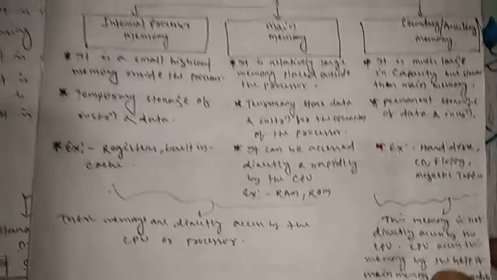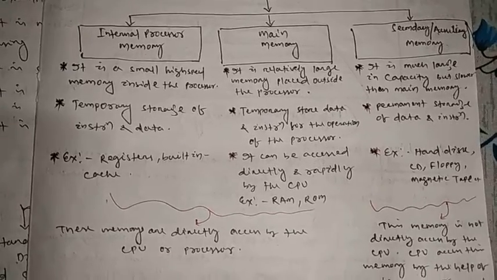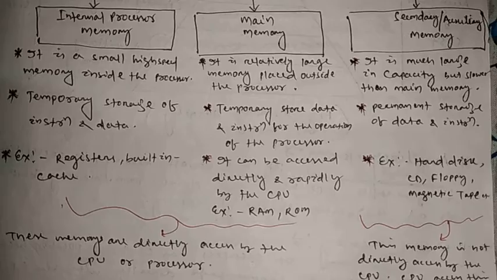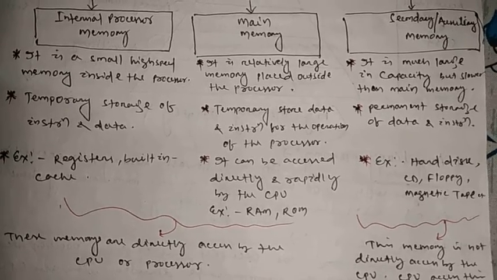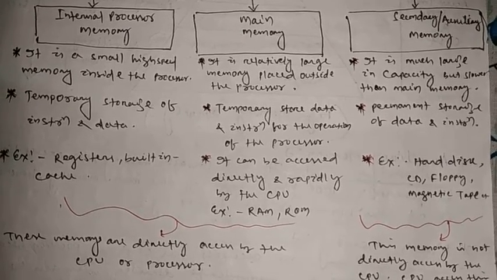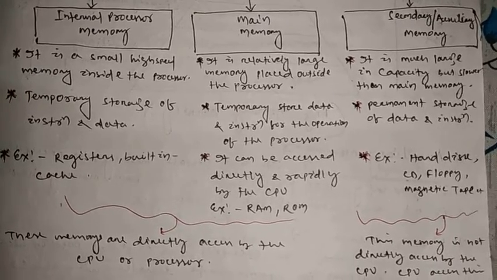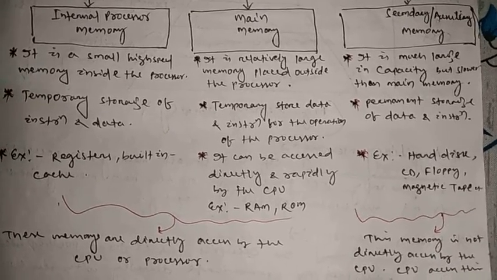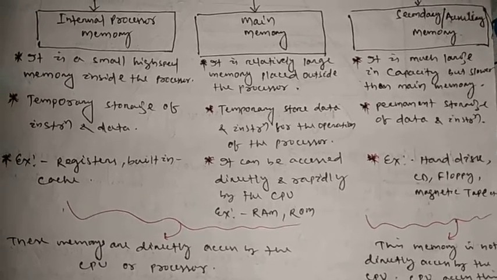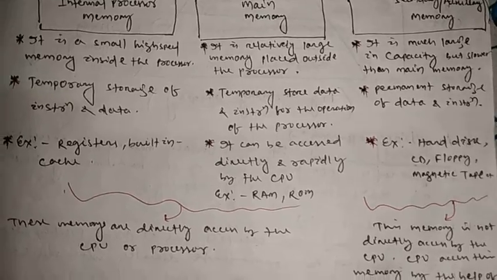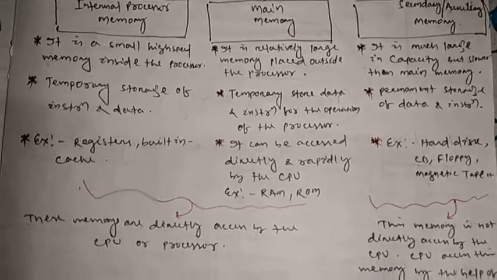The main memory and the internal processor memory can be directly accessed by the CPU or processor, whereas the secondary storage device cannot be directly accessed by the processor. The examples of internal memory are register memory and cache memory, and the examples of main memory are RAM and ROM. And the examples of secondary memory? Hard disk, CD, floppy, DVD, magnetic tape, pen drive. These are the examples of secondary or auxiliary devices.